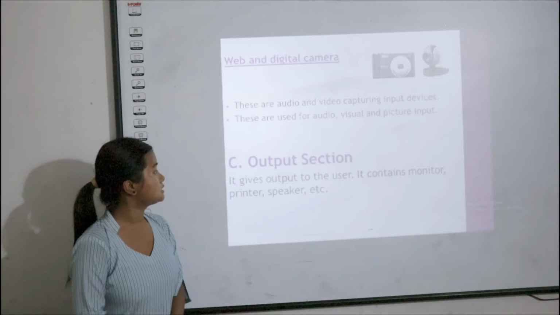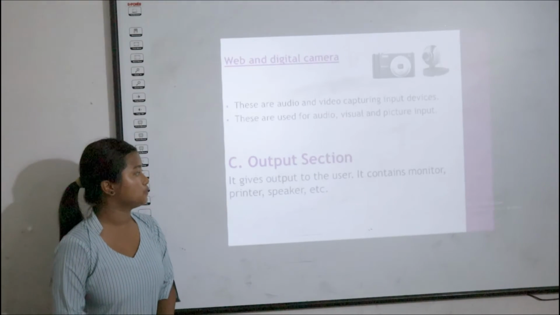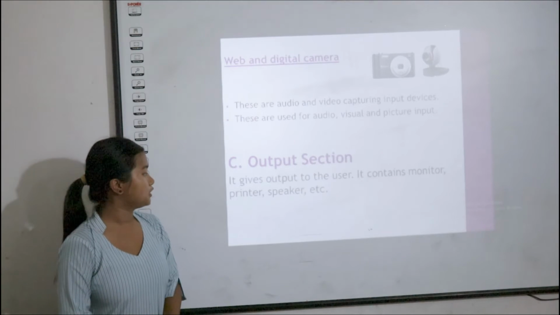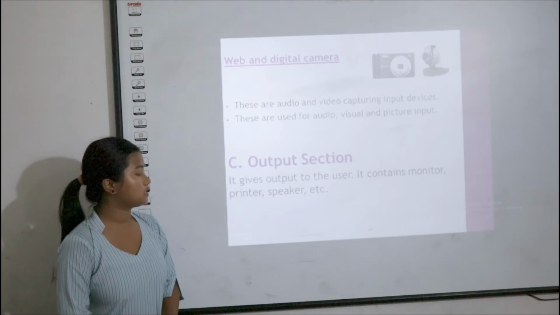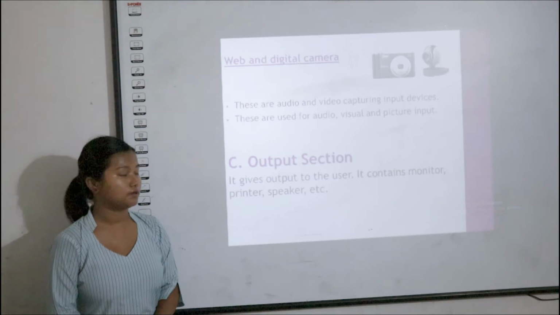And third is the output section. It gives output to the user, for example monitor, printer, speaker, etc. It gives output to the user.